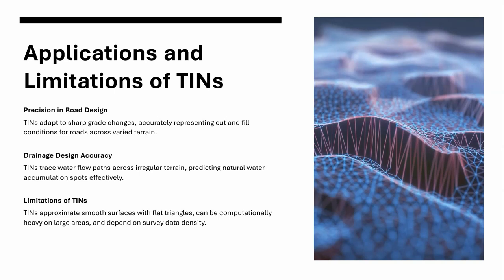There is also dependence on survey density. So a TIN is only going to be as good as the data feeding it. If the survey crew misses a critical low point in a ditch, the TIN won't invent it. It will interpolate smoothly across, potentially hiding important drainage issues.